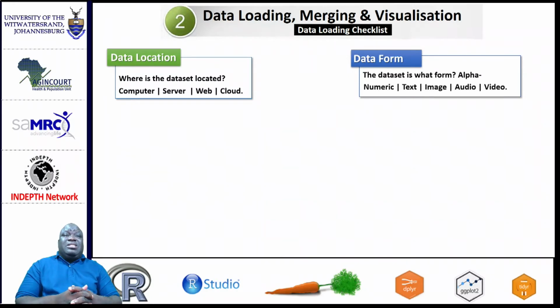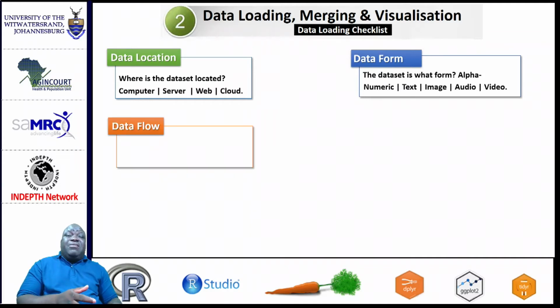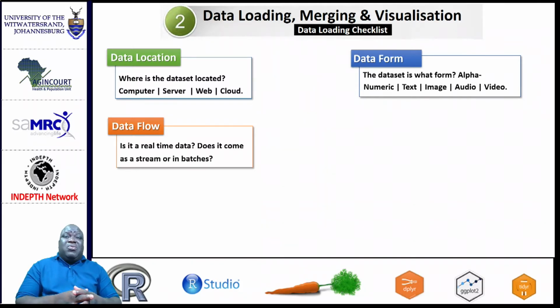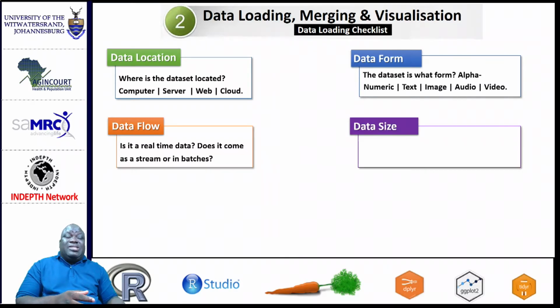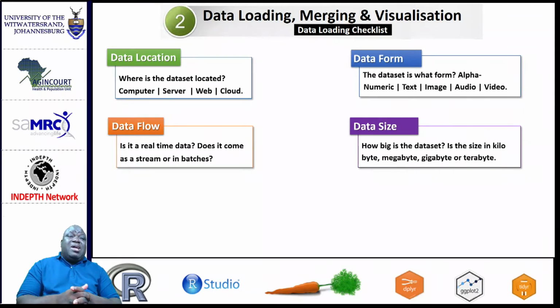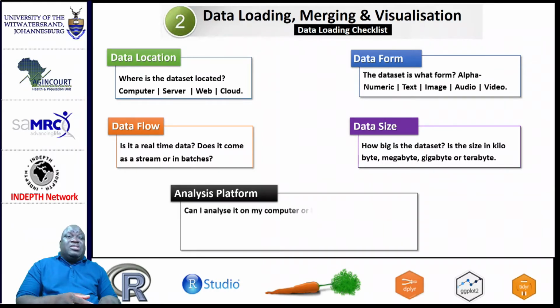So the next question is, the data is in what form? Alphanumeric, text, image, audio, video, etc. Data flow. Is it real-time data? Or does it come as a stream or in batches? That question must be asked and answered. Data size. How big is the data size? Is the size in kilobytes, megabytes, gigabytes, or terabytes?